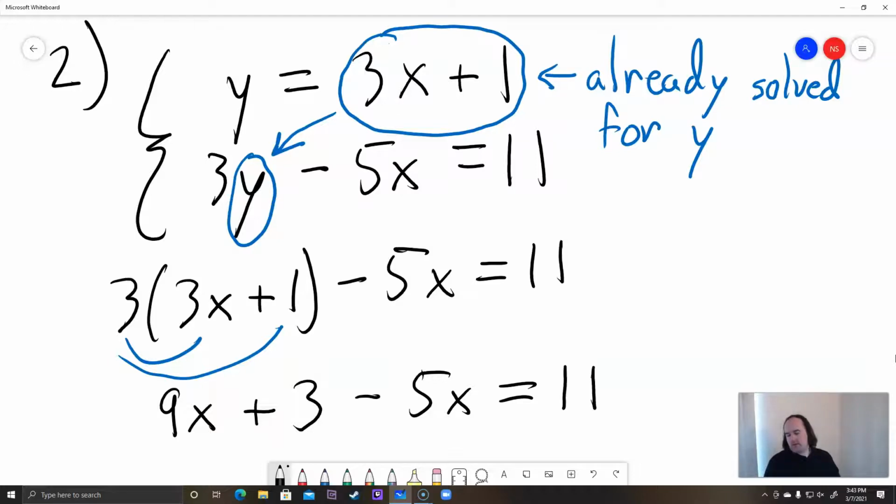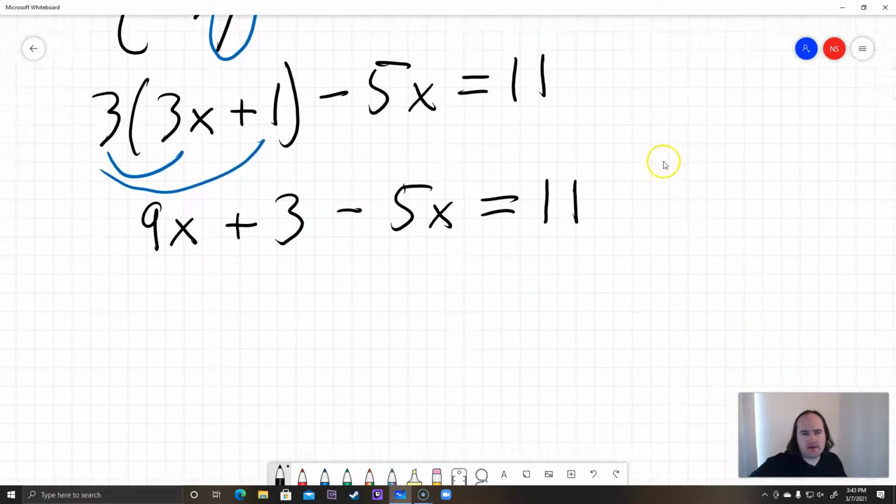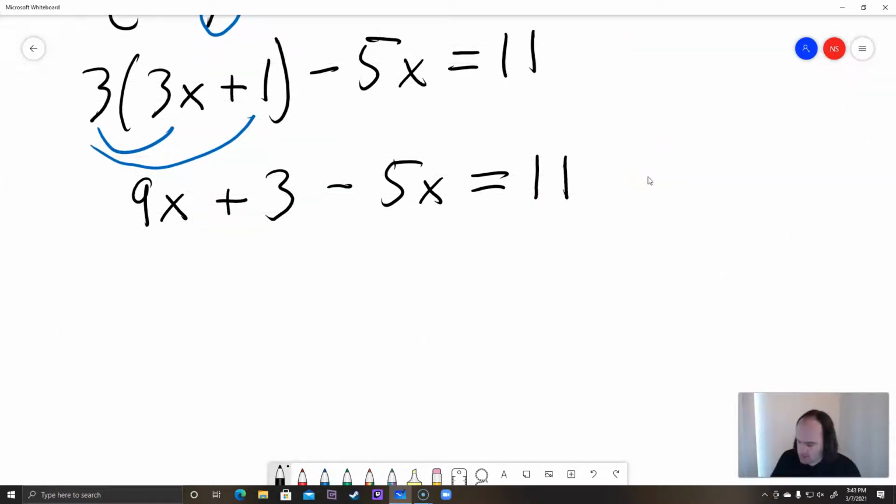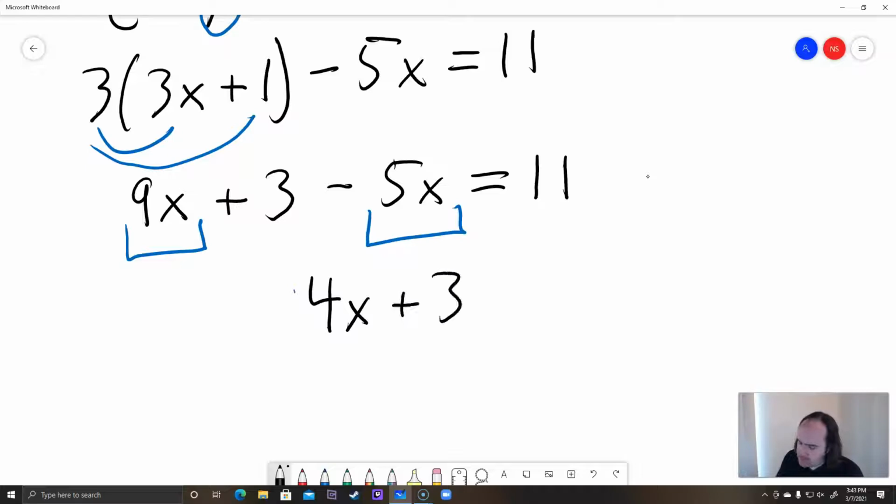Okay? And then what can we do from here? Well, combining like terms, we have the 9x minus 5x. Well, 9 minus 5 is 4. So we're going to have 4x plus 3 on the left side. Okay, so 4x plus 3 equals 11.